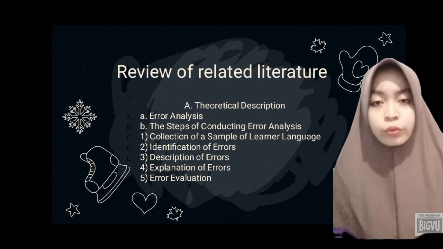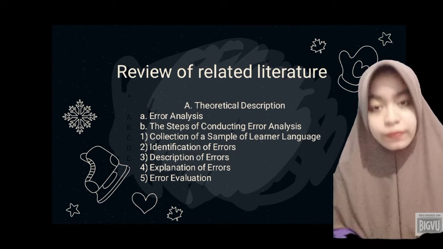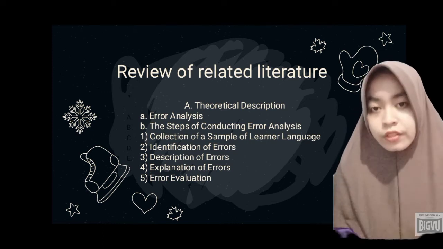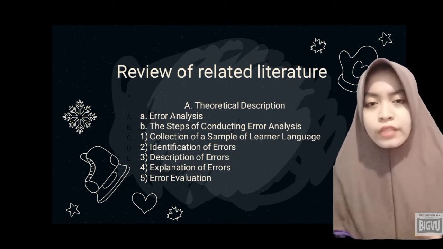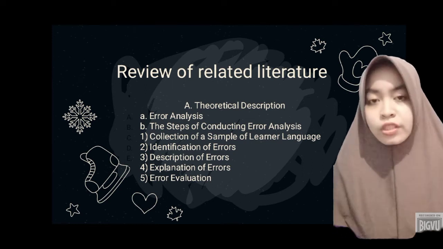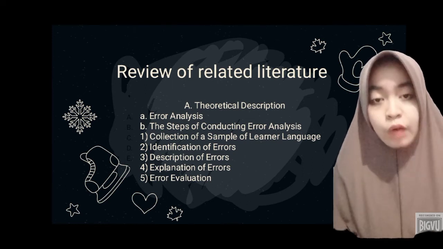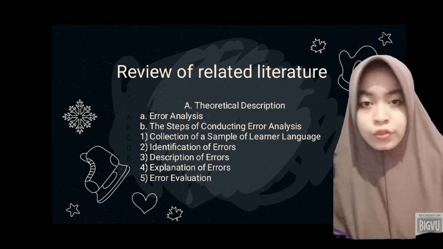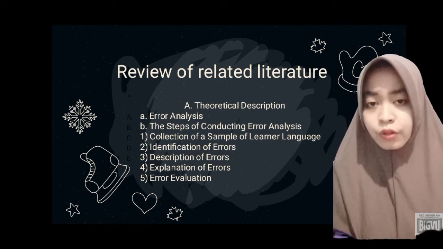And then the fourth one is the explanation of errors. Explanation of errors is a stage to find the sources of the reason why the errors are established. It is the most essential stage in this method. However, SLA researchers argue the error produced itself whether it is an error or a mistake.